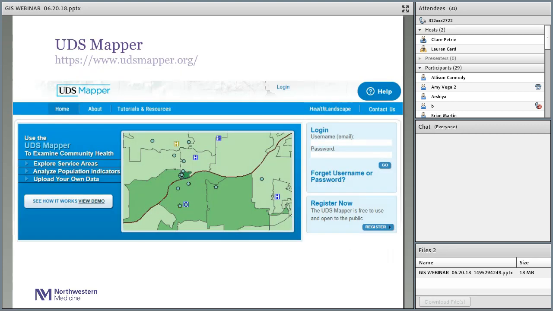Another great resource is the UDS Mapper. So we're moving on from Aunt Bertha into the UDS Mapper, which was developed through a partnership between Health Landscape, the AAFP, and the Graham Center in Washington, D.C. It is a very powerful tool for population health.